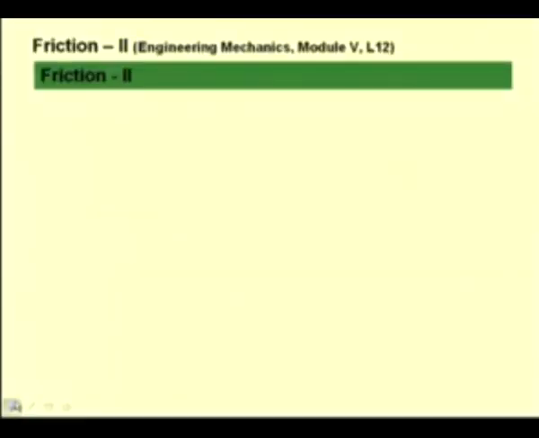So, today we will see some more applications of friction. For your reference, this is module 5, lecture 12 of the engineering mechanics course. In the previous lectures, we saw some applications like the screw jacks and thrust bearing. Today we will see the application of friction in journal bearings, and also we will see how rolling resistance and wheel friction are induced in the motion of wheel.